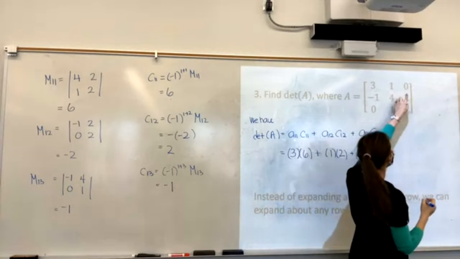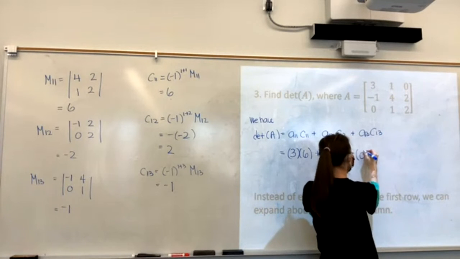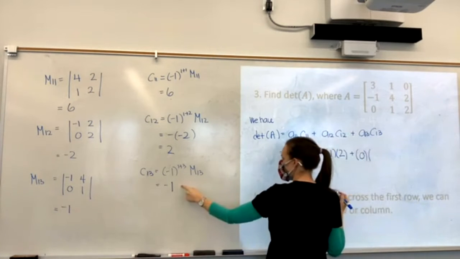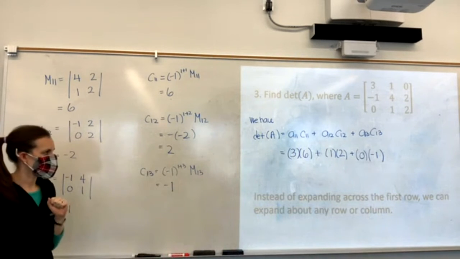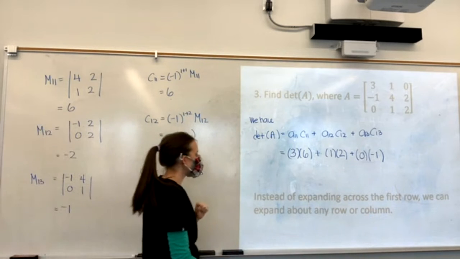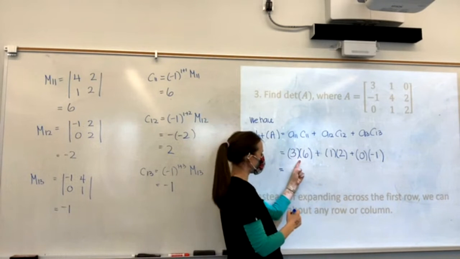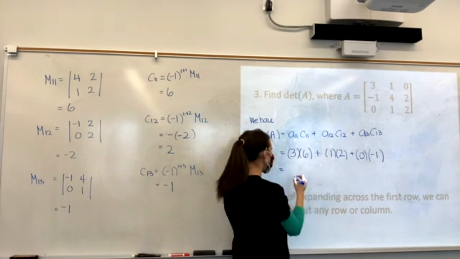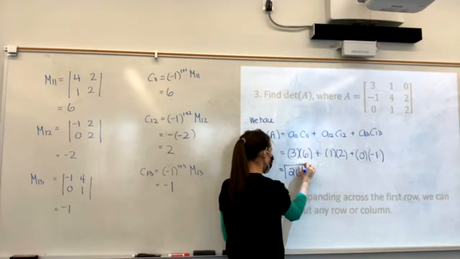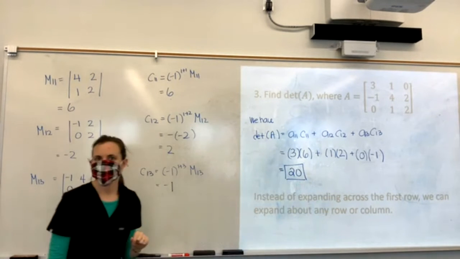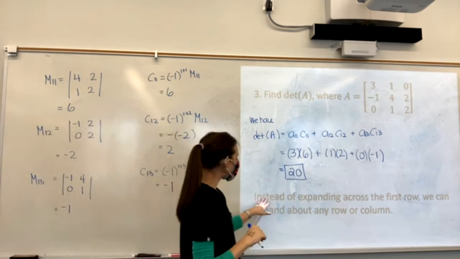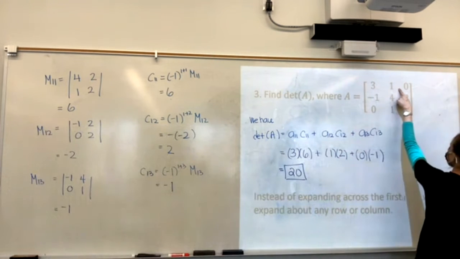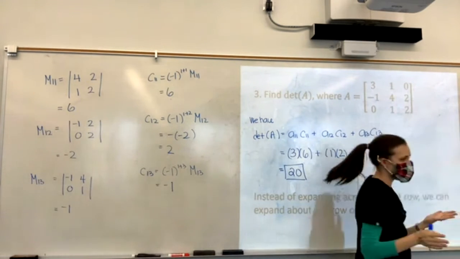A13 is the number 0. And we're not really going to need it, right? But C13 we found to be negative 1, so I'll put it there so we can see it in the formula. All right, so we put these guys together. So our determinant would be 18 plus 2, so the determinant of A would be 20.